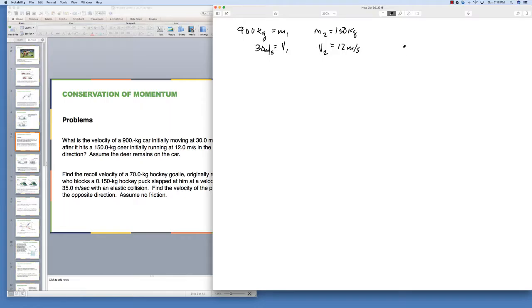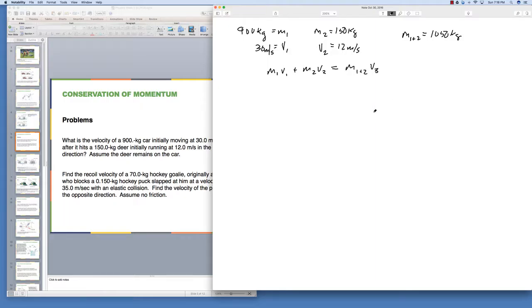Now, the two stick together after the collision, so the mass after the collision is going to be the sum of the two, or 1050 kilograms. And so what you have is M1V1 plus M2V2. That is the total momentum of both the deer and the car before the collision, which has to equal M1 plus M2 times V3.